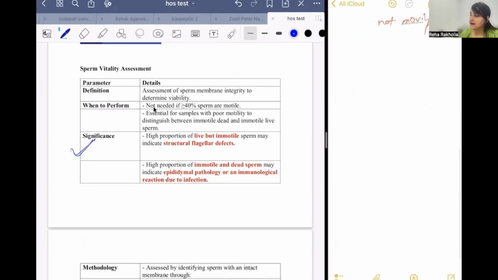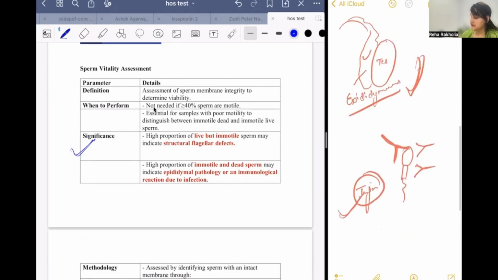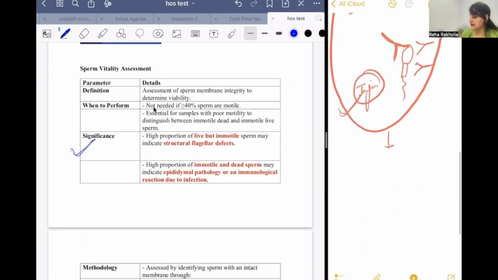Or if most of the sperm are dead, it might mean there is a problem with the epididymis, or there may be some immunological reaction caused by an infection, in which the body attacks the sperm. So because of an epididymal defect or an immunological action due to infection, sperm may be dead. There are other reasons also, but these are the main reasons.